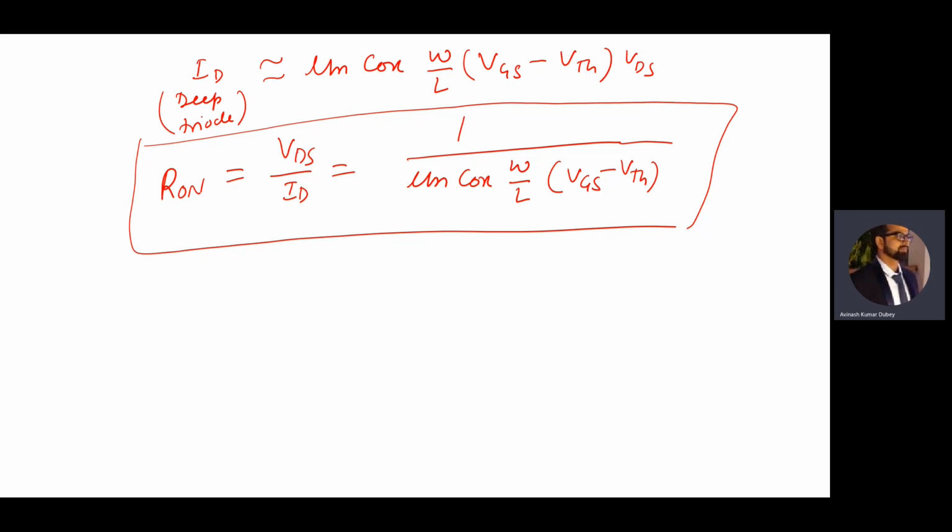So also in this region, the MOSFET can work as a variable resistance, and this variable resistance can be controlled by this gate to source voltage, and therefore it is called a voltage controlled linear resistor. Okay, voltage controlled linear resistor. So this is an application of MOSFET, that a MOSFET can operate as a voltage controlled linear resistor in the deep triode region.